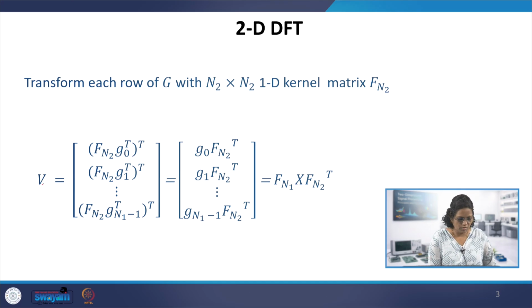So B is represented as the 2D DFT of the matrix X, which is given. That means F_N1 into X into F_N2 transpose, where the transposes can be interchanged. This way we can say that row-column-wise decomposition can be done by knowing X, just by multiplying the twiddle factor matrices in this fashion to get the 2D DFT. This order can be changed, but we get this B, the transformed sequence.